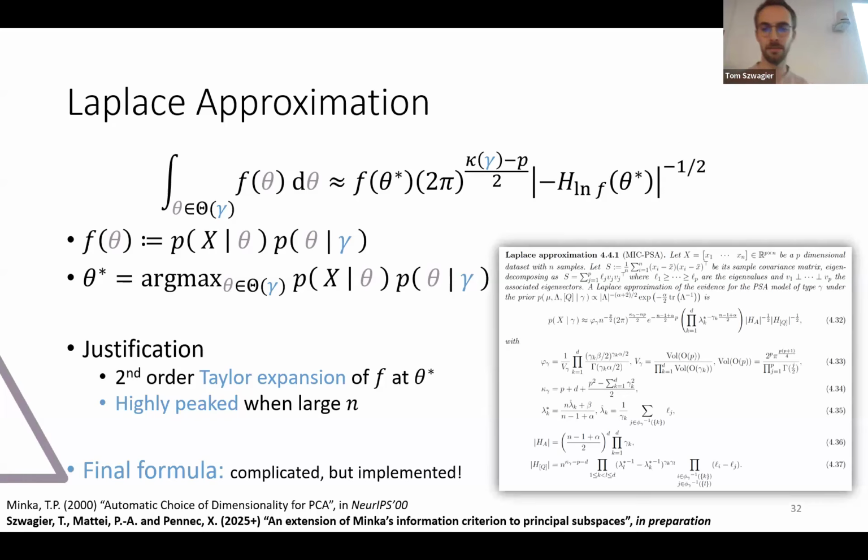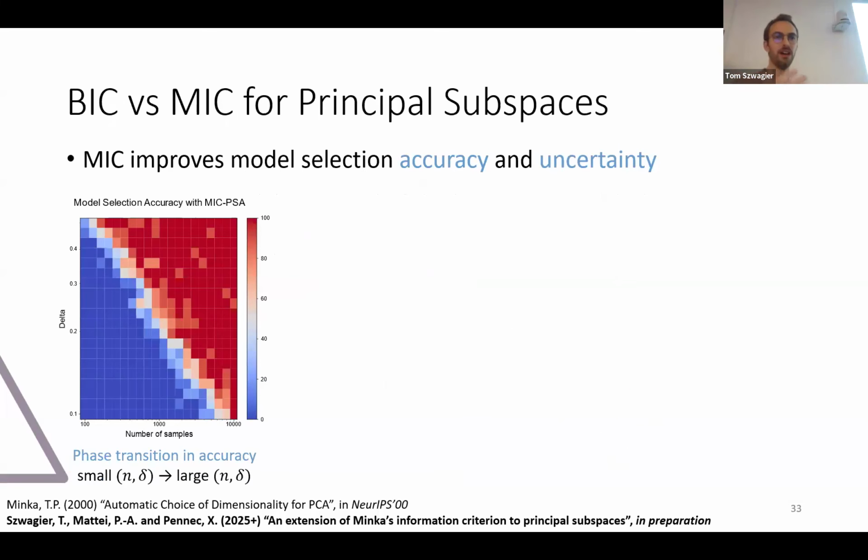And of course, we have done it. So in summary, we have this MIC, the extension of Minka's criterion, which improves both model selection accuracy and uncertainty with respect to the BIC. We can see this kind of phase transition between the small sample, small eigengap regime and the large N delta regime, where the accuracy goes from 0 to 100%.